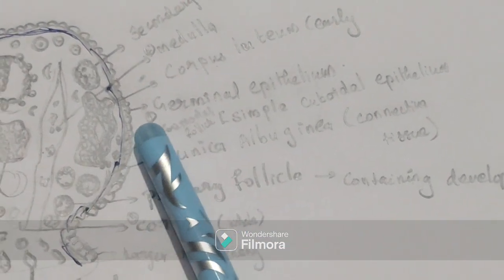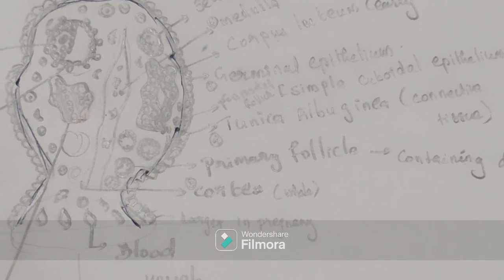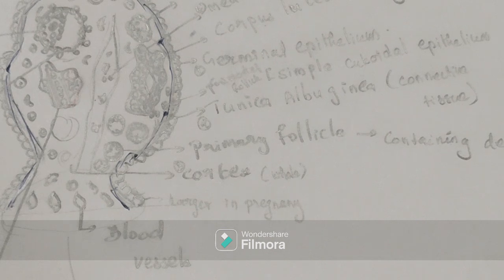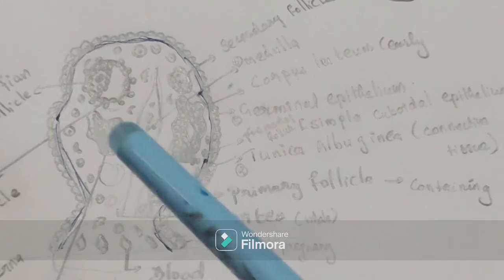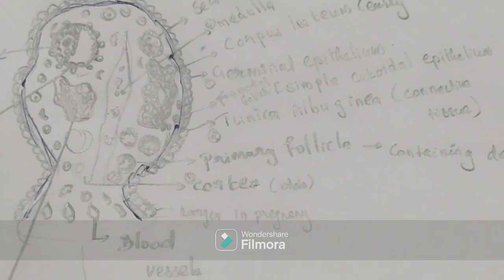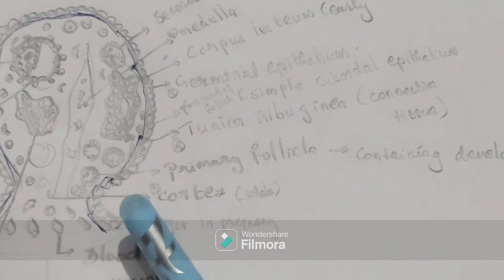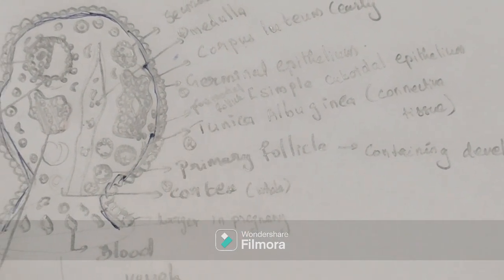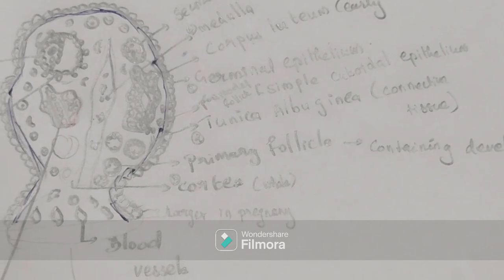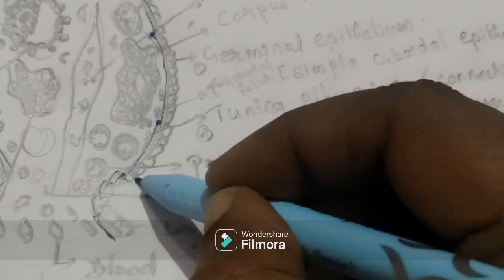The first one is called the germinal epithelium. It is present on the free surface of the ovary. It is covered by a single layer of cuboid cells. So the cells here are called cuboid cells, and these cuboid cells make up the germinal epithelium.